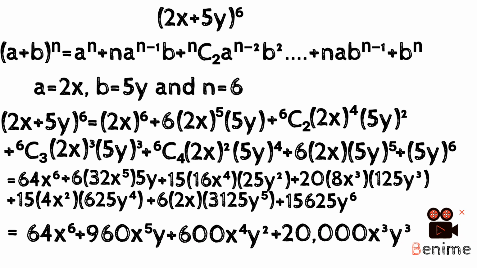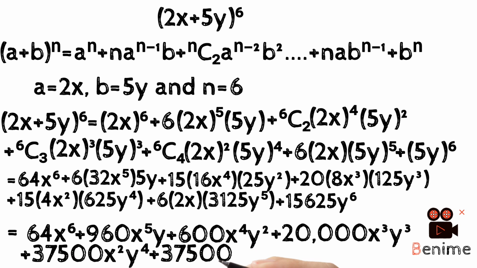the next term, 15 times 4 times 625, you get 37,500. Put your x squared, put your y raised to the power of 4. Then the next term, that's 6 times 2 times 3,125, you get 37,500 again. Then put your x there is just x, no power. The power there is 1, invisible. Then y raised to the power of 5. Then finally your last term is already settled as 15,625y raised to the power of 6. So that is your final answer.